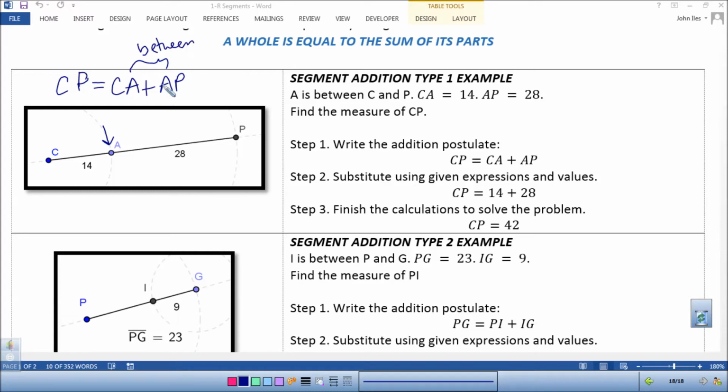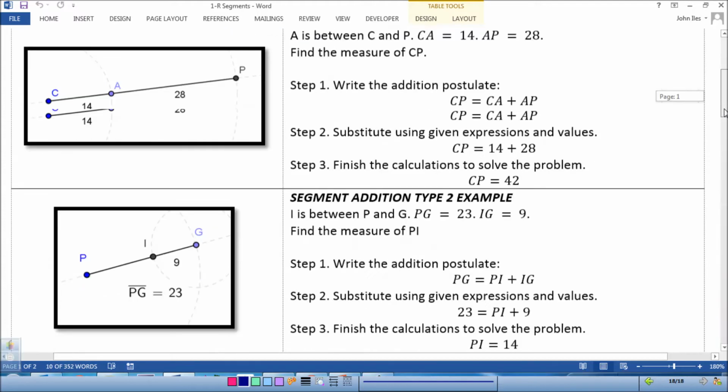All right, now I do this on purpose. You don't have to put the A's in the middle, but I do it on purpose because I feel like it draws the C towards the P and helps me see that CP is equal to the sum of these two things. Now the way this problem works is that we have our two givens. CA is 14, AP is 28. So I take that 14 and I replace CA with its value. And then I replace AP with its value. And we get CP equals 14 plus 28, which we see on this line right here. 14 plus 28 is 42.